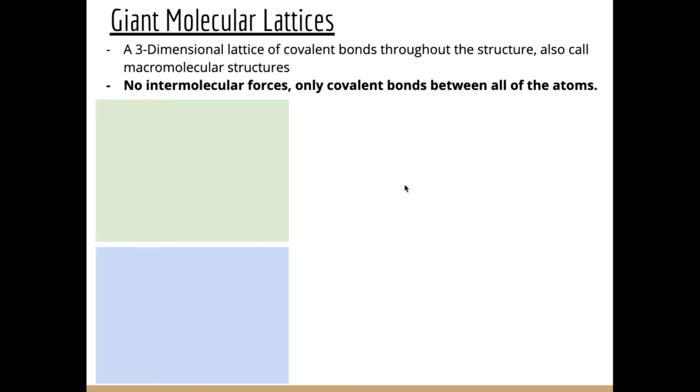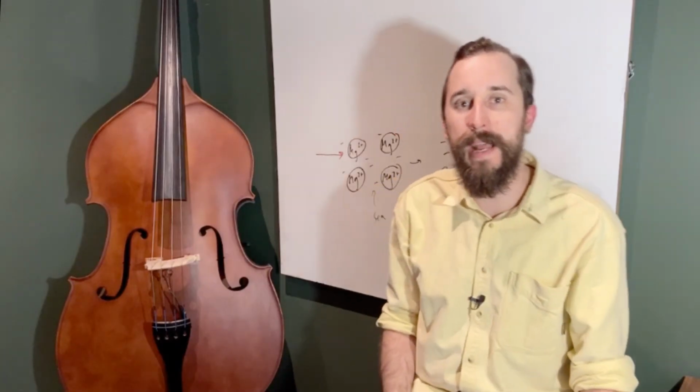Now onto our giant molecular lattices, which is something that we haven't looked at at all. A giant molecular lattice is a three-dimensional lattice of covalent bonds throughout the structure, also called macromolecular structures. Macro meaning large scale, the opposite of micro. So there are no intermolecular forces present, only covalent bonds between all of the atoms.